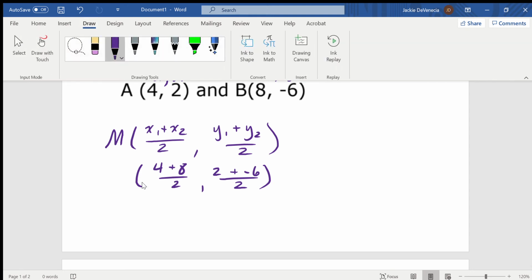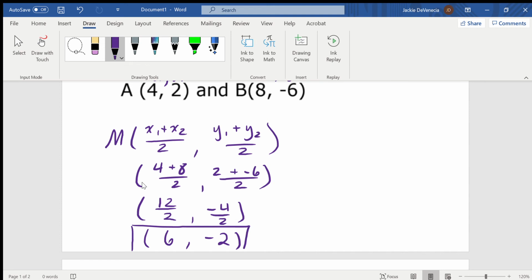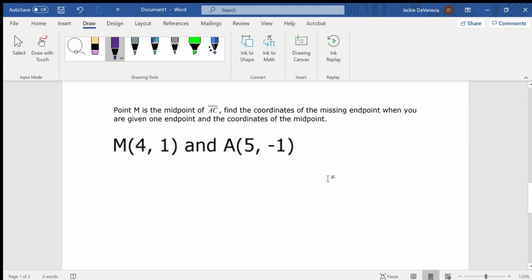Okay, so then we just want to solve from here. So 4 plus 8, that's 12 divided by 2. 2 plus -6, that's -4 divided by 2. So 12 divided by 2, that's just 6. And -4 divided by 2, that's -2. So again, you have that negative value, but again, these are just coordinates. They're not distance.